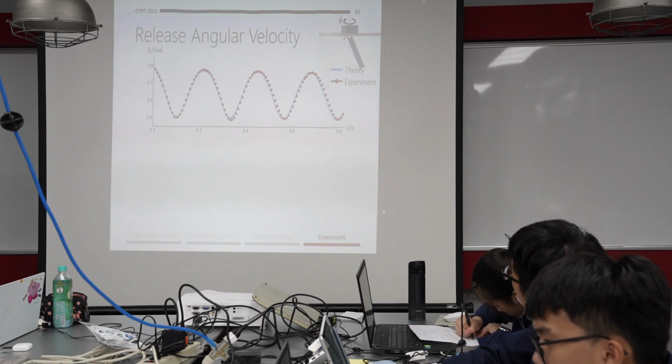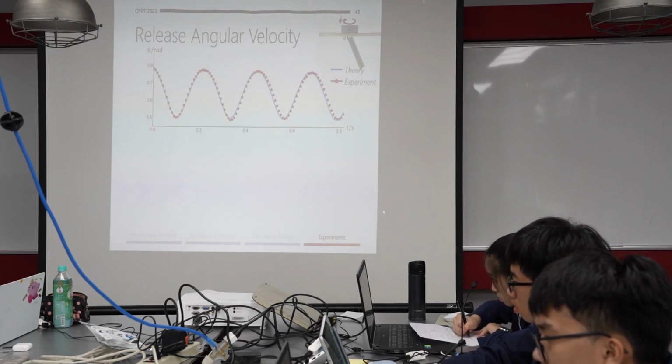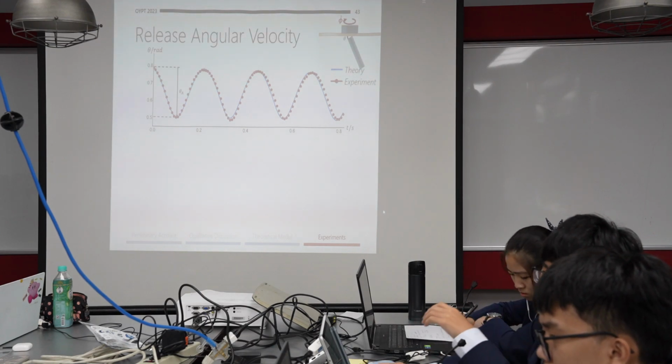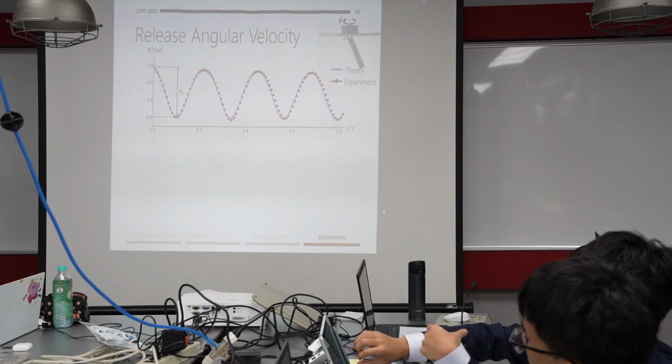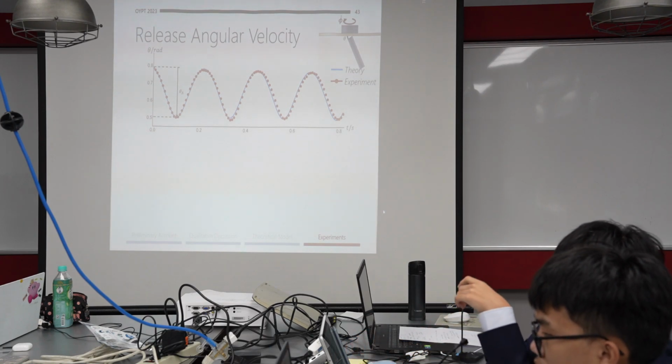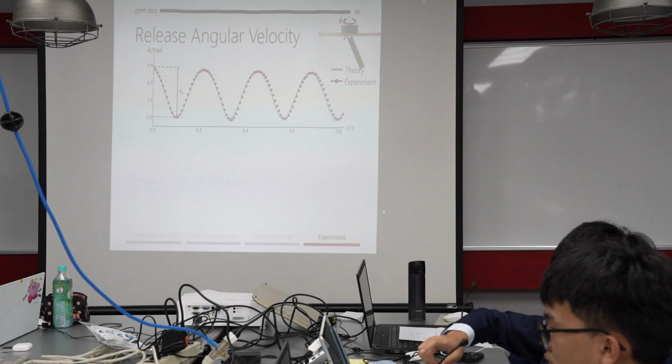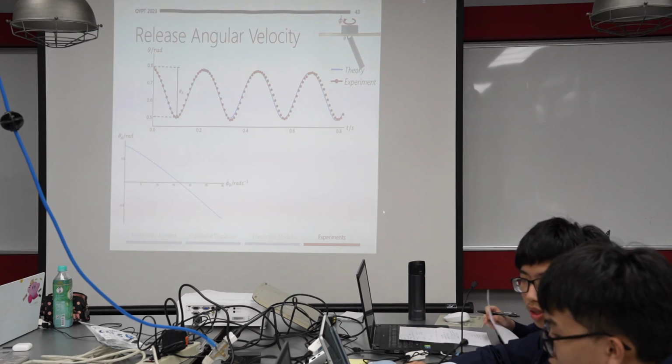To investigate the effect of initial angular velocity, we first define the amplitude of contact angle oscillations, theta A, where a positive value indicates the rod has swung downwards, and the negative value indicates the rod has swung upwards. We plot that against the initial angular velocity.